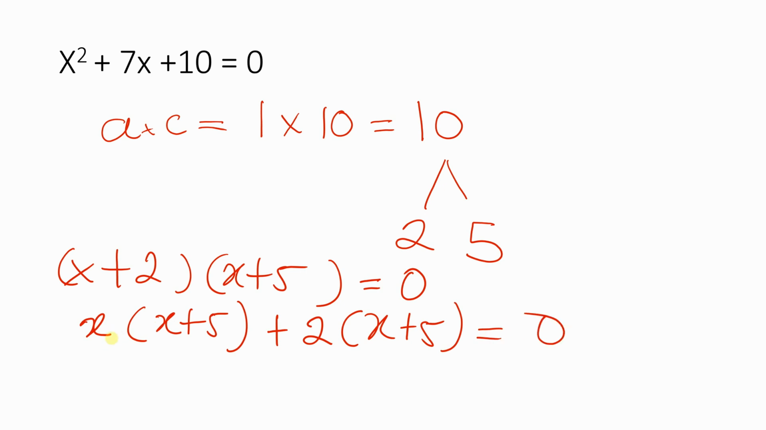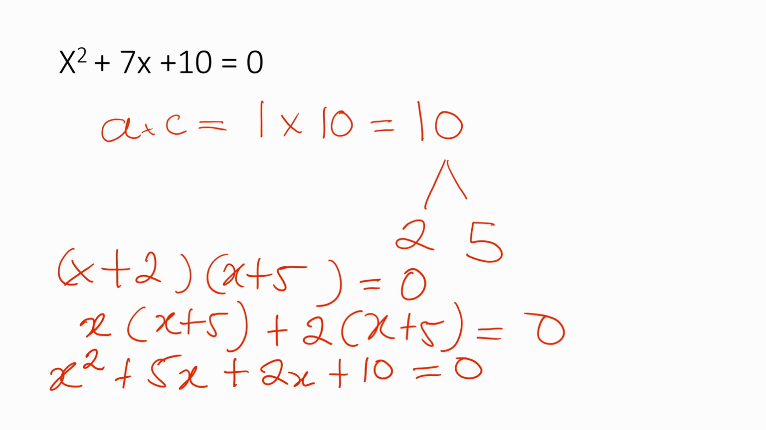So if we expand this, it's going to be x times x gives us x squared plus 5x. Then we've got plus 2x and then plus 10, all equals to 0. So if we simplify this, it's going to be x squared plus 7x plus 10 equals 0. So we get the same thing, and that tells us that our answer is correct.